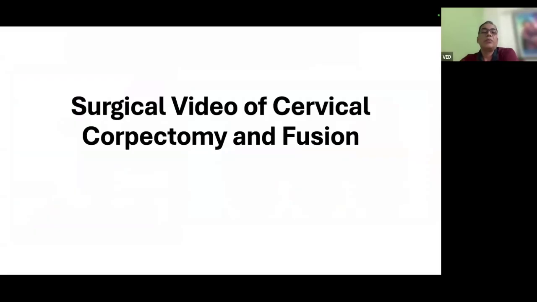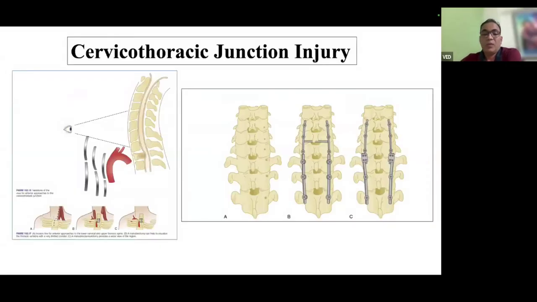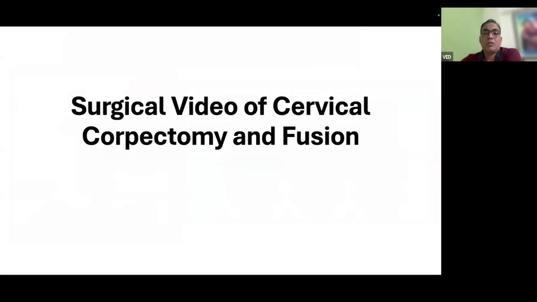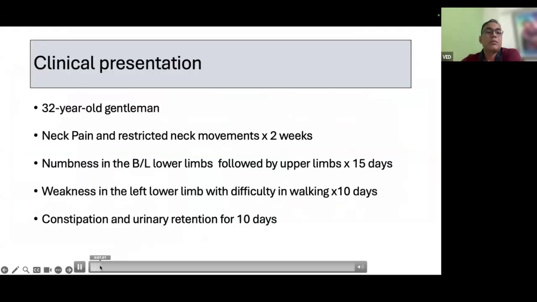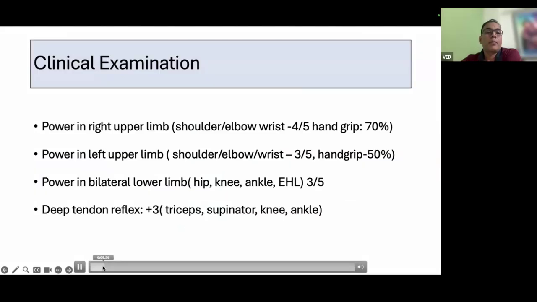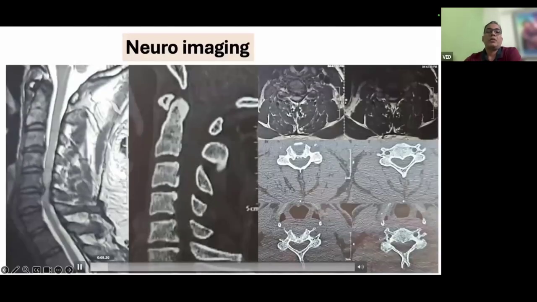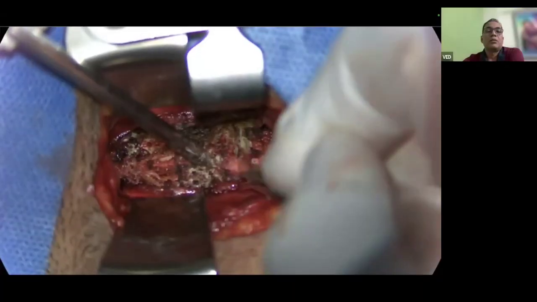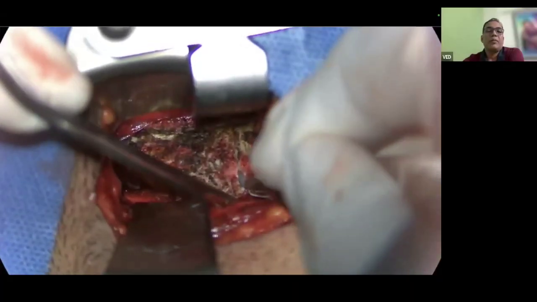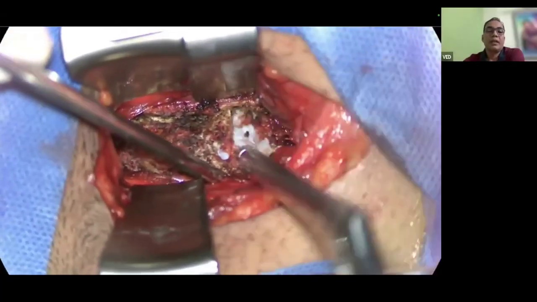This is a surgical video of cervical corpectomy and fusion. On examination, his power was 4/5. This is the radiology of the patient. He has multiple trivial falls. This is the surgical position with cervical traction. We have planned to go ahead with a corpectomy to address the adjacent discs.